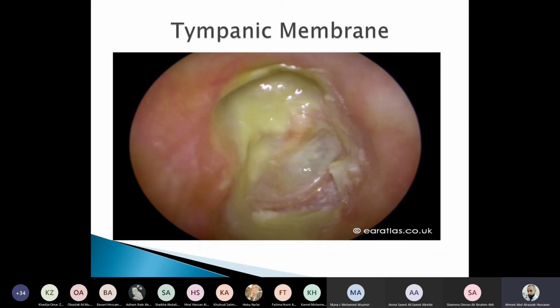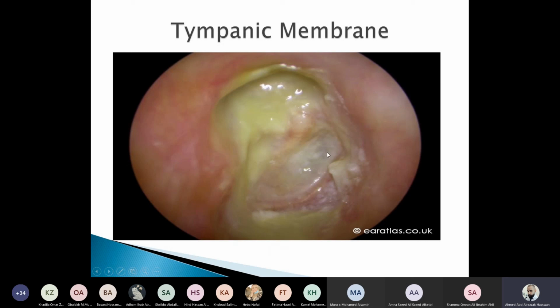Okay, Abdurrahman, pus, yes, thank you. Anything else? Okay, Nada, thank you. Yellowish, okay. So, guys, first of all, we usually see suppurative inflammation. Yes, thank you, Adham. So, first of all, let's comment on the normal structures.